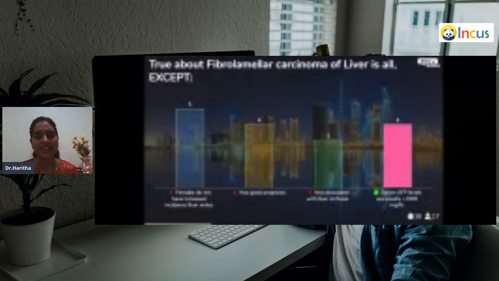Serum AFP is a marker for carcinoma. But as we all know, fibrolamellar carcinoma has a good prognosis. Females do not have increased incidence compared to males, it means they are both the same here. And it is not associated with liver cirrhosis. Yes, and it is also not associated with HBsAg antigens. So the serum AFP levels are usually less than 1000 mg per liter. So that is fibrolamellar carcinoma.